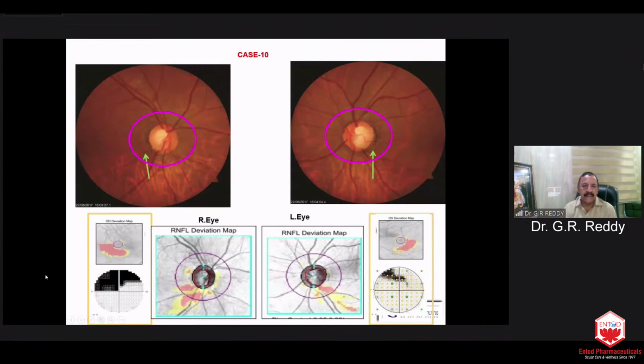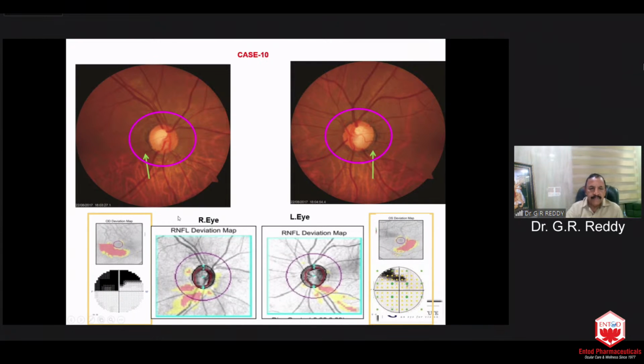This is the first case. The most important point is that glaucoma starts within 10 degrees. Usually, the appearance of the cup is not proportionate to the field loss. Because if I compare this 10th case to the 9th case.